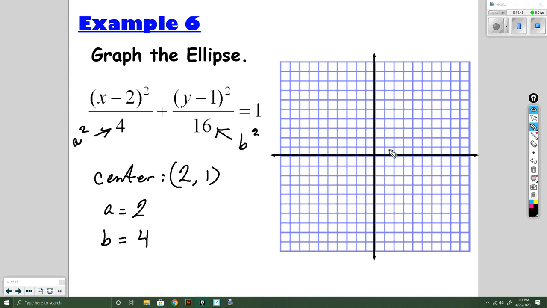So we're going to graph the center, 2, 1, and then a is telling us how many units to go to the left and to the right. So we're going to go 2 units left, 2 units right, and then b is telling us how many units to go up and down. So that's 4 units up, 4 units down, and now we can draw our ellipse.